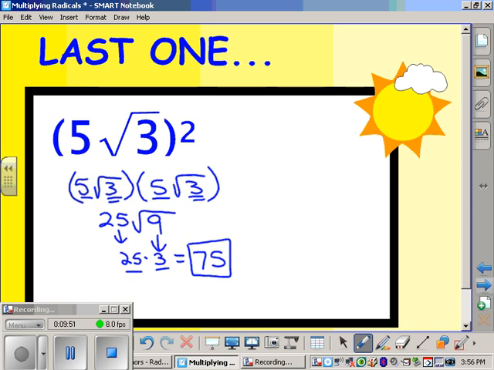And this completes the lesson on multiplying radicals.